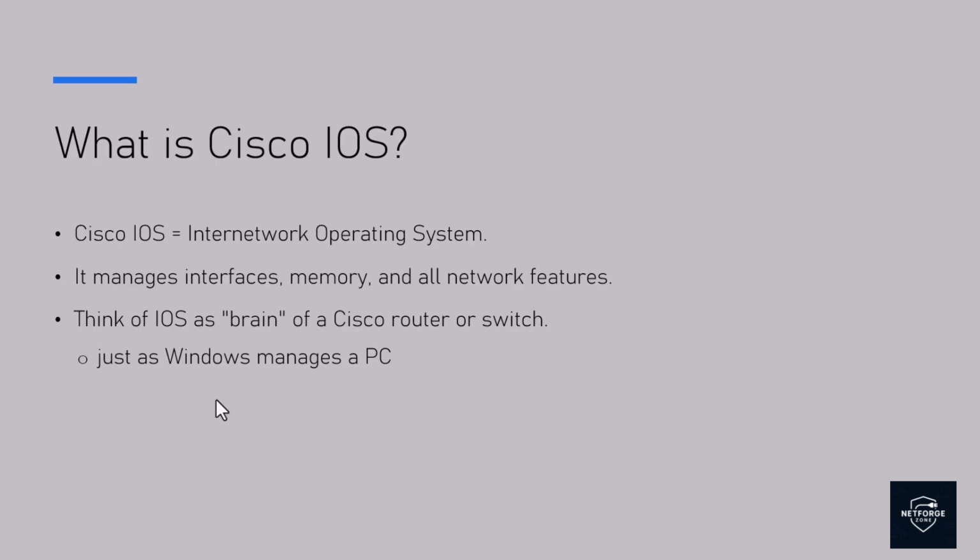We have IOS XR on XR routers, which is most likely used in service provider networks. And also we have NX-OS, which is used in data centers on Nexus switches. Of course, they are very similar to each other with a little bit of change in the syntax. You can easily work on all of them, but the basics are going to be almost the same. So this is going to be the Internetwork Operating System, or IOS, Cisco IOS. And what I am talking about is applicable on all of these different versions of operating systems.